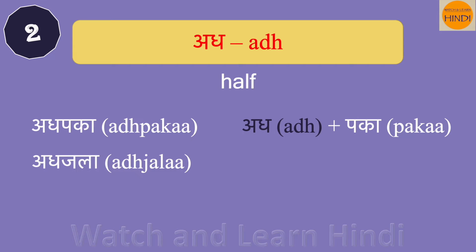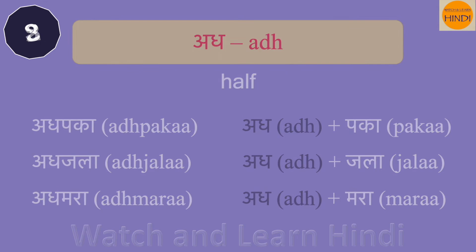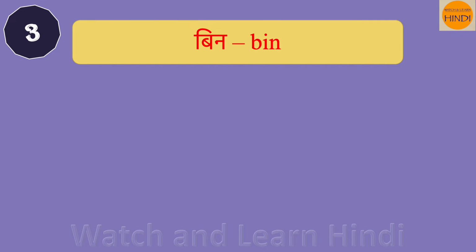Adh jala is adh plus jala. Jala is burnt, so adh jala is half burnt. Adh mara is adh plus mara. Mara is dead, adh mara is half dead. The third one on our list today is bin, which means without.